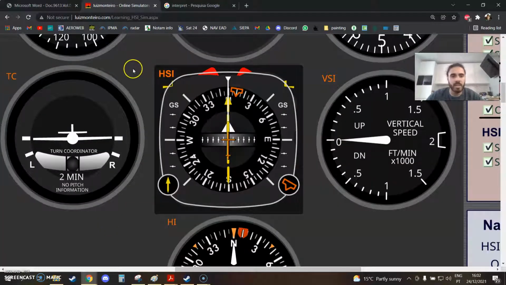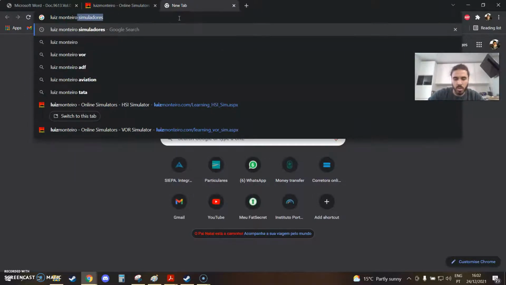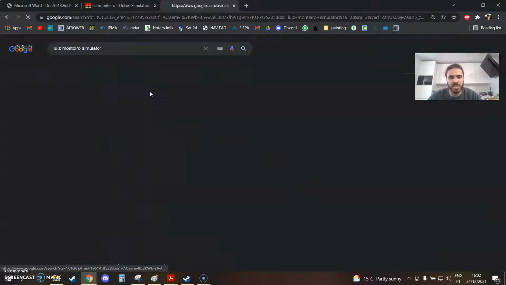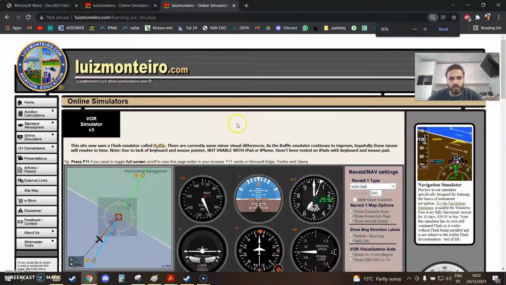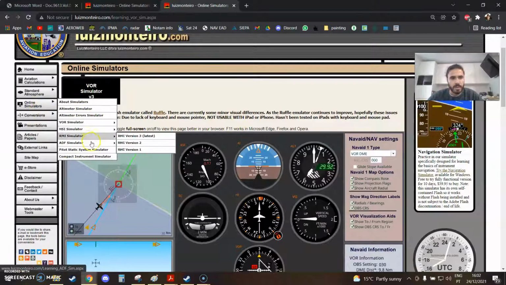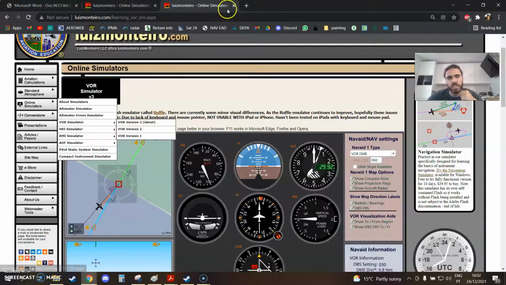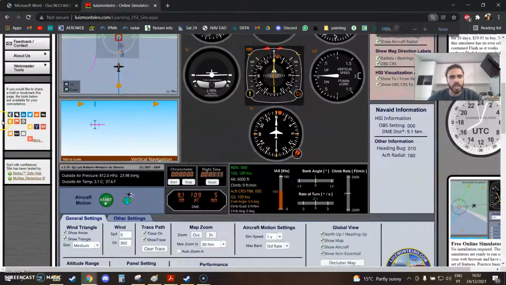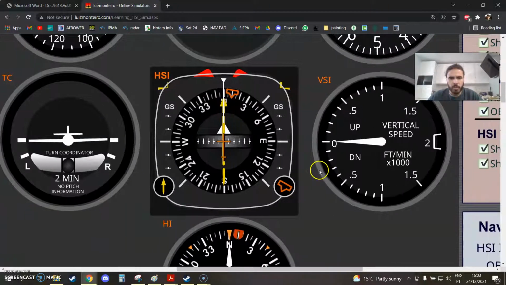Well, first of all, HSI, let me put a heads up for this guy here, which is Luis Monteiro, Luis Monteiro with Z. He has online simulators, and they have a lot of simulators here: VOR, which is the OBS, HSI, RMI, and ADF. You have a lot of them, so we are going to cover just the HSI. But yeah, shout out to Luis Monteiro, who has this awesome website.